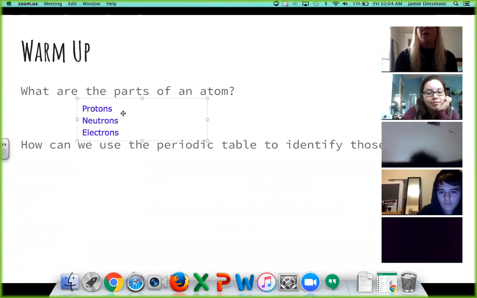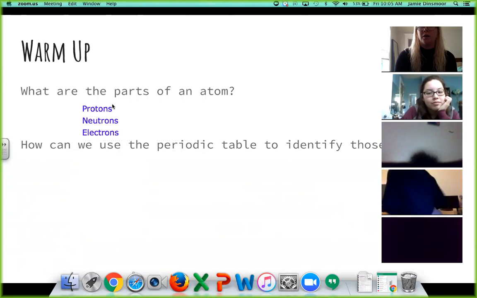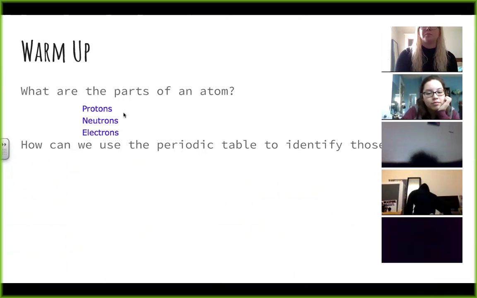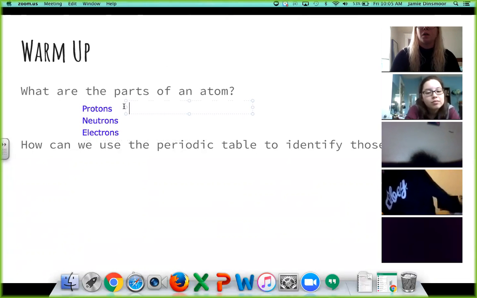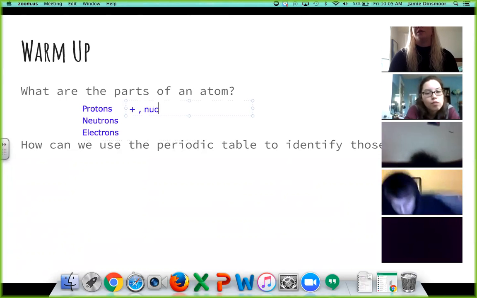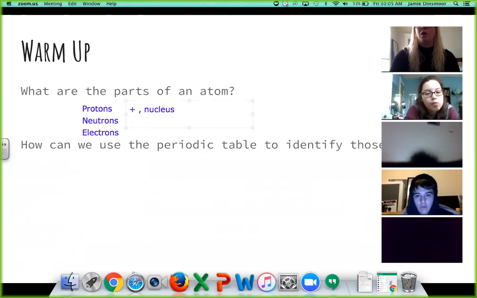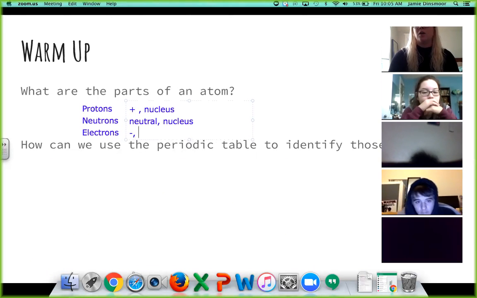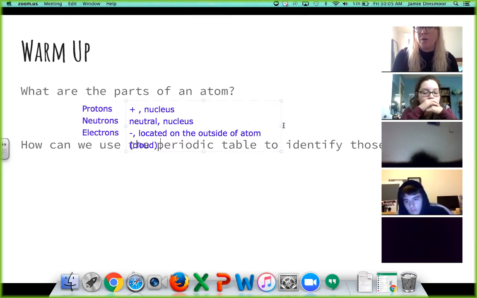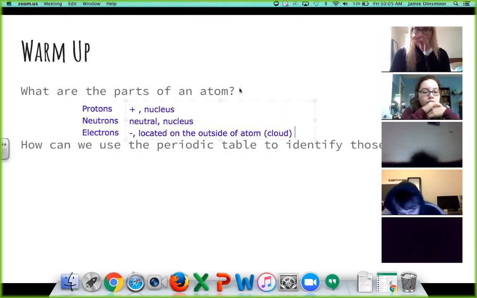So those are the three main parts, right? Just to make sure we know exactly what is going on in those parts. Keep in mind that protons are positive, right? They're located in the nucleus of the atom. Neutrons are neutral. Sometimes that's written as one of those zeros with a slash through it. They are also located in the nucleus. And then electrons are negative, and they are located on the outside of the atom, right? Sometimes it's referred to as an electron cloud, but not always. Hopefully you have a picture of this in your mind or drawn in your notes.